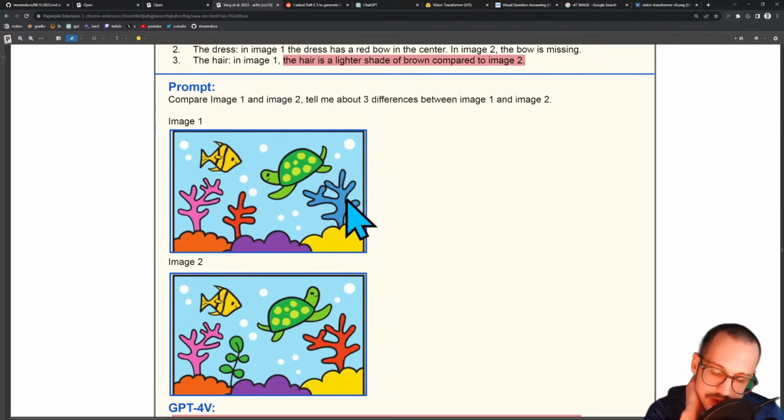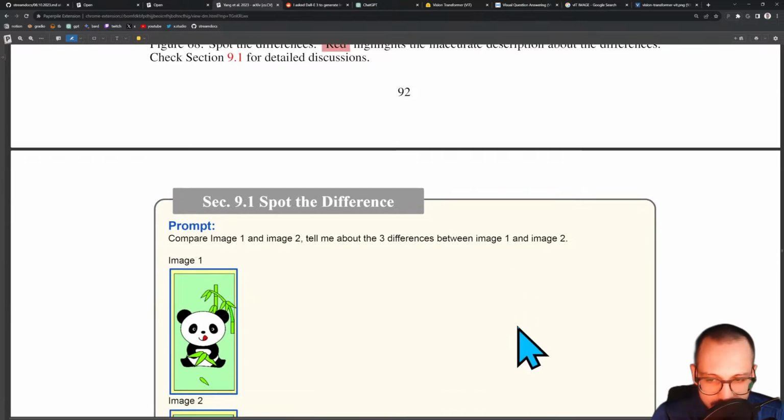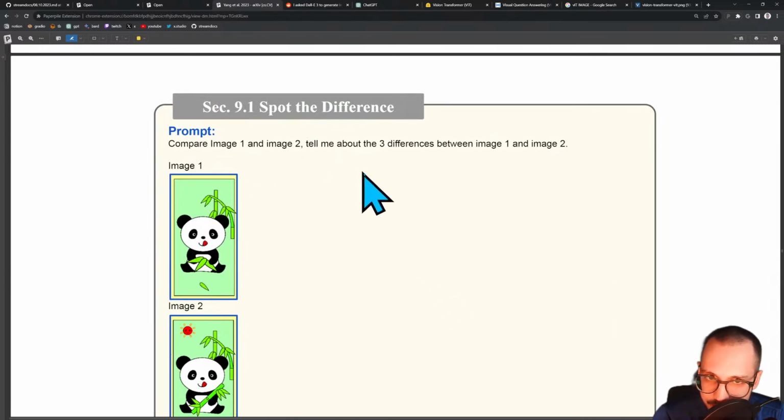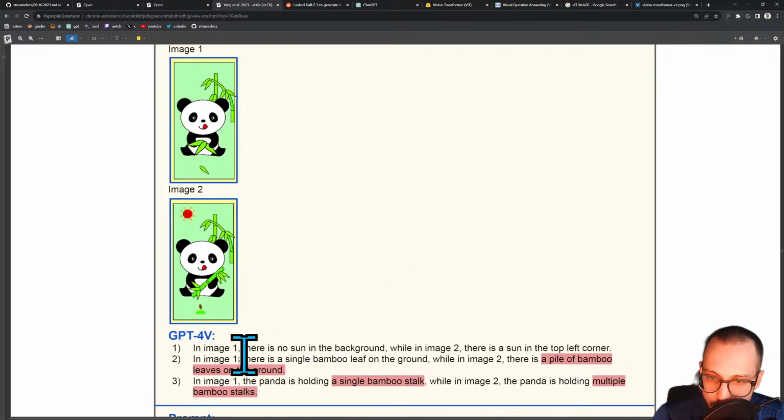Huh. This one's kind of an interesting screw up because it's like the color here. Is it thinking that these two are 2 different coral reefs? It's like these weird little mistakes that it makes. Here's, I guess, more mistakes.